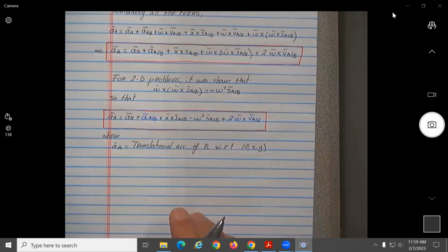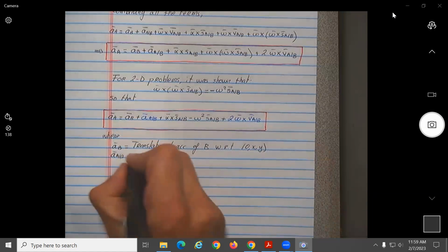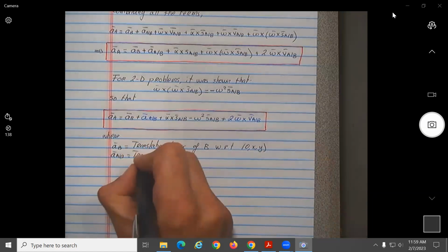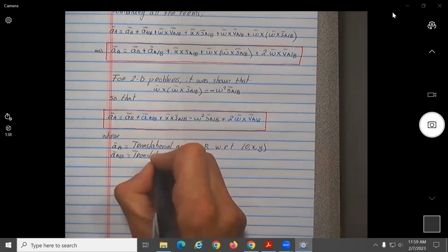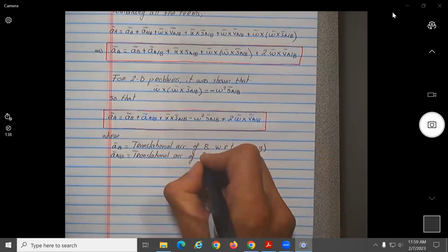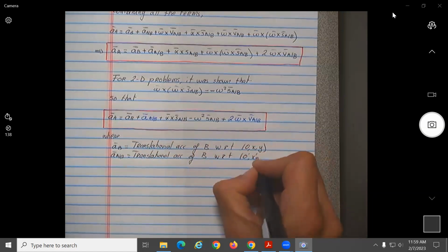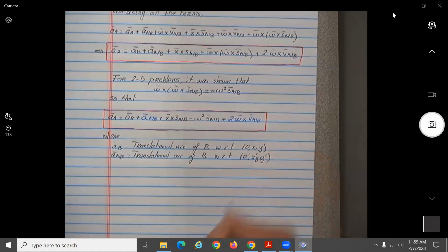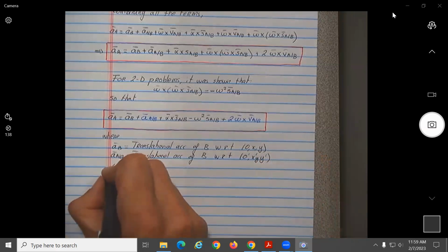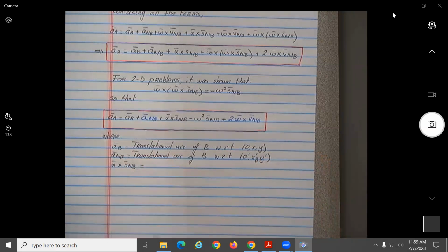Look at before, this was the fixed, no? Then acceleration of A with respect to B, what would that be? Acceleration of B with respect to the... Translation acceleration, correct, of B with respect to which reference frame? The relative or the moving reference frame, also called. Alpha cross S of A with respect to B. What is that? You should know that one.